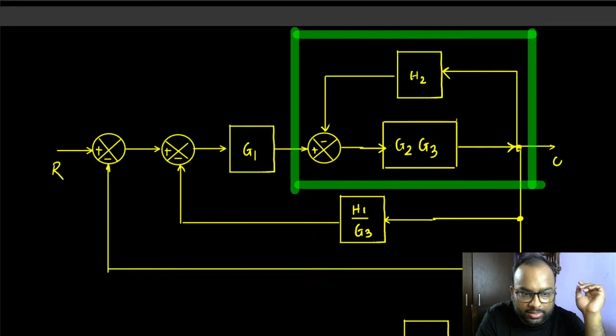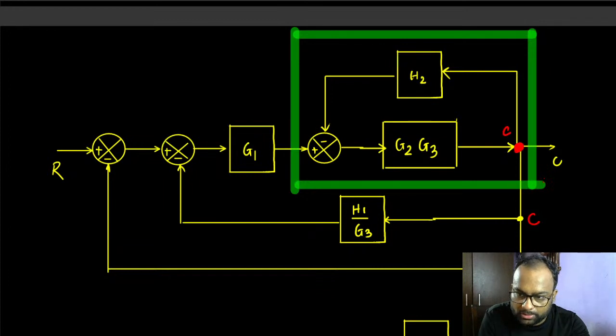Actually, this junction point is not removed, or rather this branch point is not removed, because what is the value of the signal here? This branch point has a value of signal C, right? And this is C. C is the output. The output is always available. Input is always available. The output is always available.